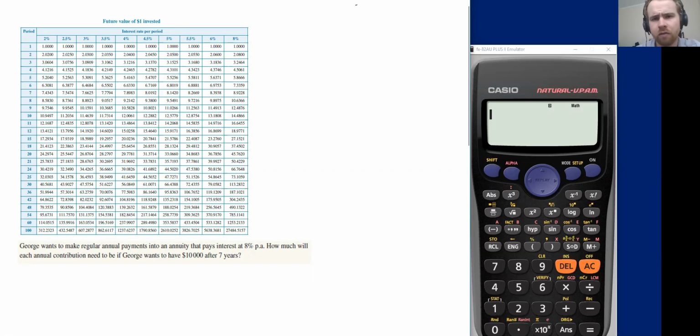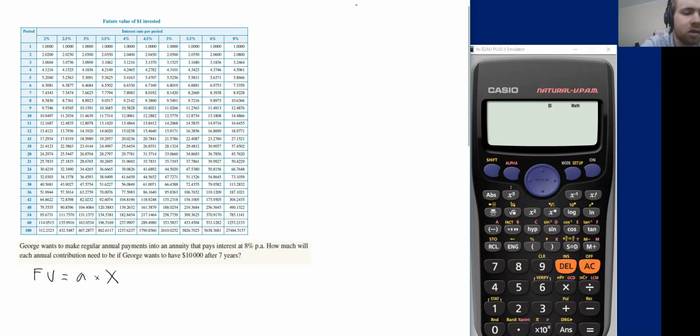So the first thing we notice in this question, which is different to our last video, is that now we're trying to find out what the annual contribution is, and we're given the future value. Whereas before, we were trying to find the future value given the annual contribution. So we're going to use that same formula that we used last lesson, which is future value equals A times X. X is your interest factor that you find from your table, except in this case, we don't know what A is, but we do know what the future value is.